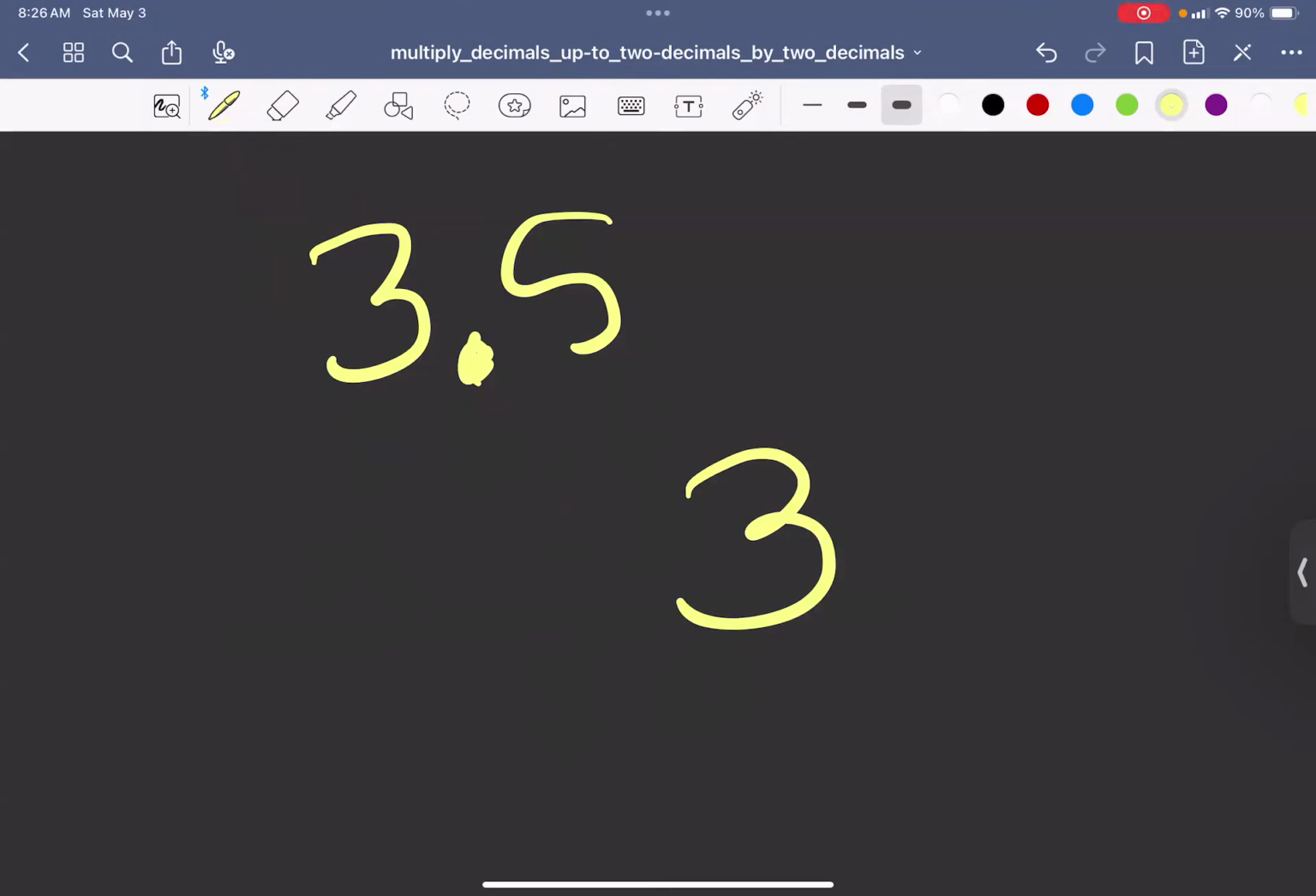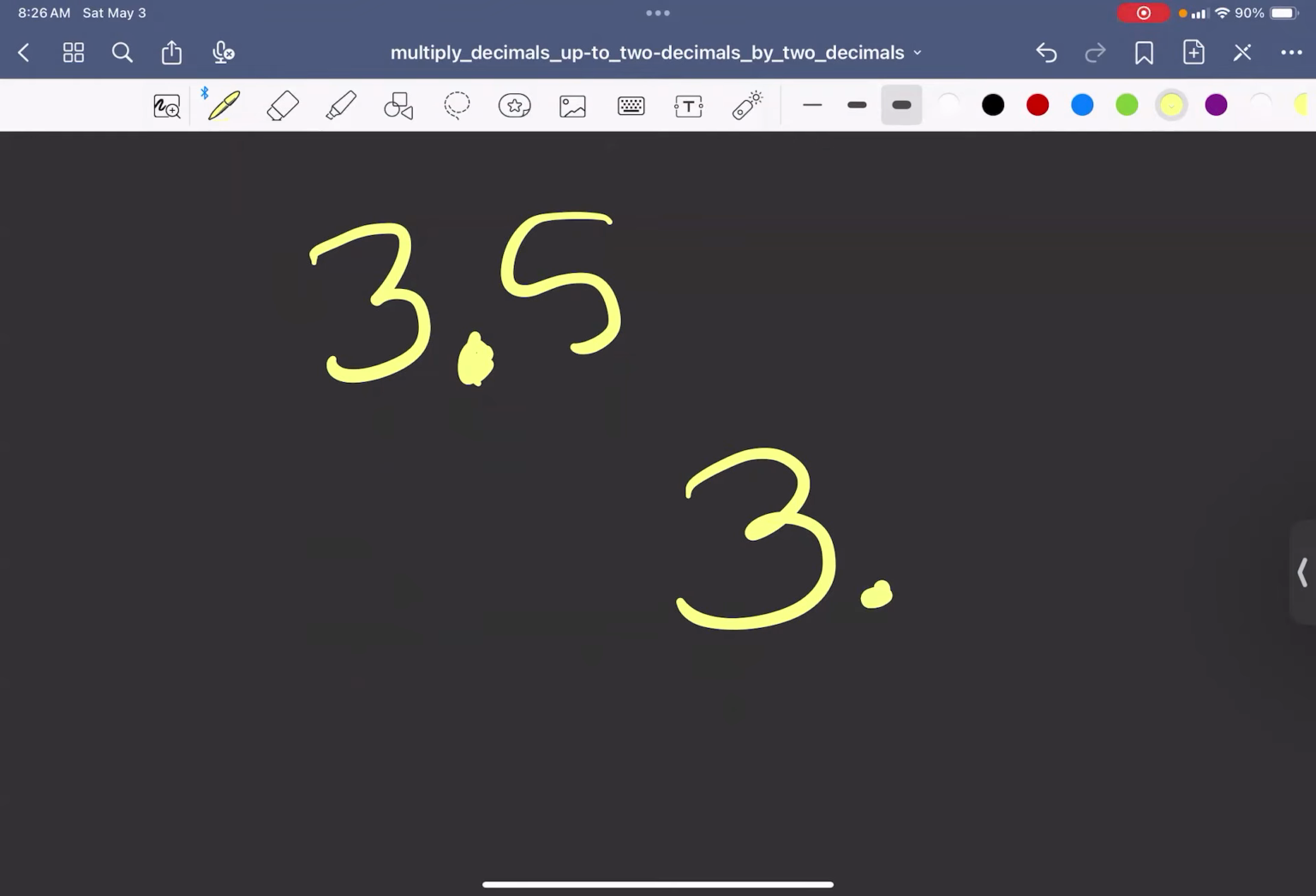Today we're going to learn how to multiply decimals up to 2-digit by 2-digit. The first thing we have to learn is with a decimal like this, we may not always see the decimal. So here we can see the decimal is 3.5. If I just write the number 3, we may just think it's 3, but the number is actually 3 decimal.